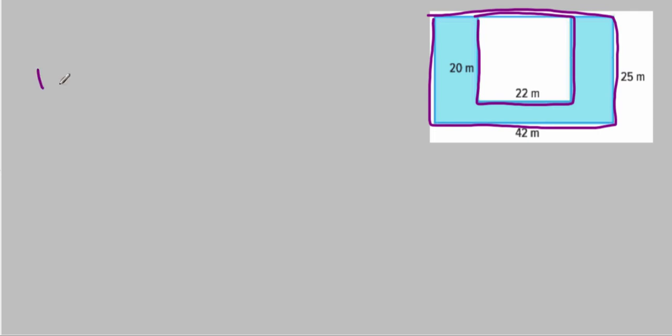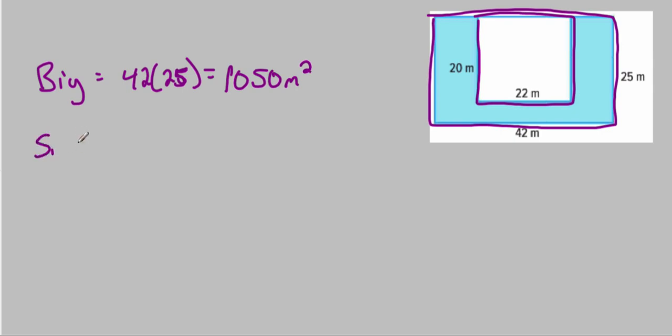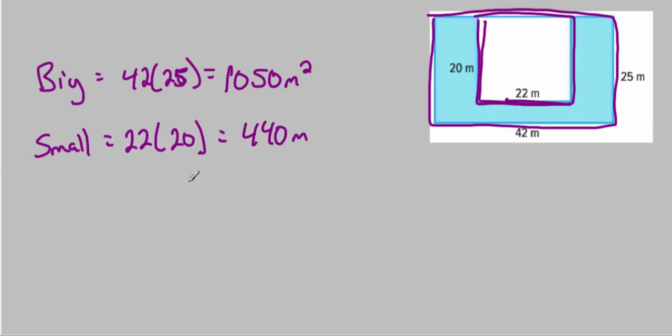So start with the big shape. It's got a base of 42, a height of 25. So we do 42 times 25, and we get an area of 1,050 meters squared. Then we do the small shape on the inside. It's got a base of 22, a height of 20. So 22 times 20. That's going to give me 440 meters squared.